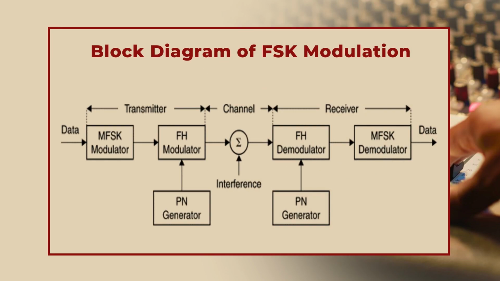The block diagram of the FSK modulator includes several key components that work together to produce the modulated signal. Let's break down each component. First is the input data stream. The input data stream consists of binary digits that represent the information to be transmitted. This stream can either be data or a specific bit pattern depending on the application.